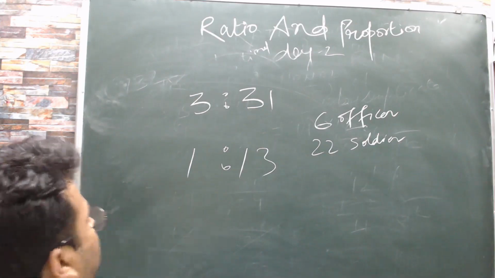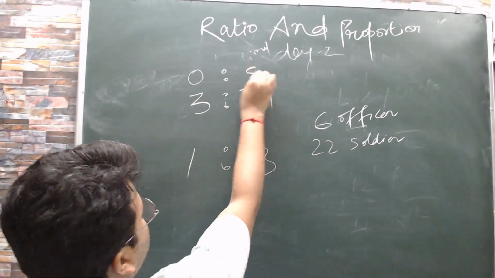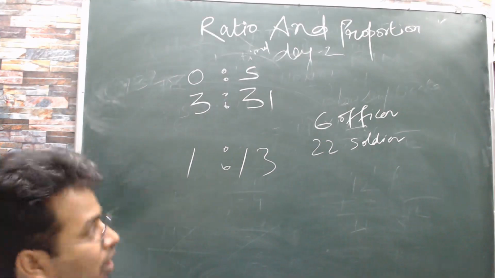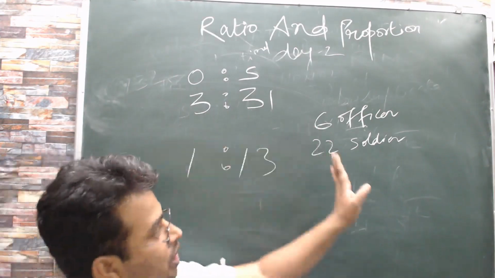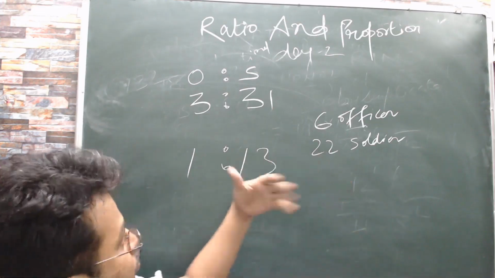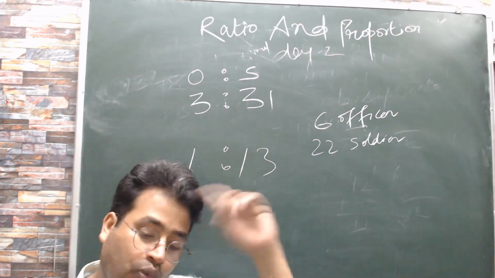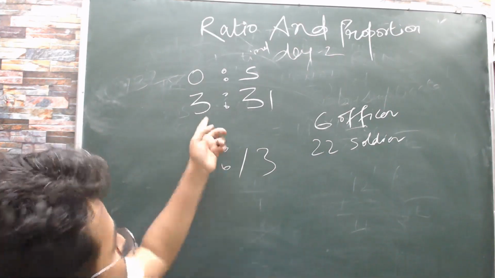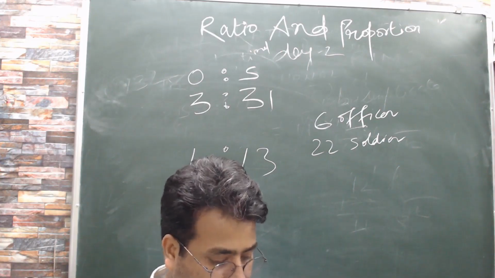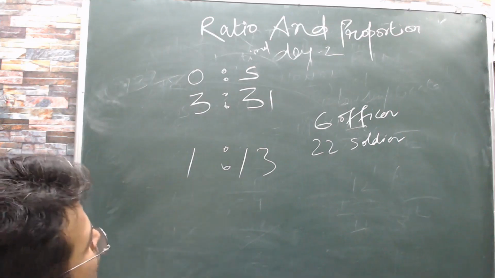So the question is saying in our regiment, this is the ratio of officers and soldiers. The battle took place, and after the battle, 6 officers and 22 brave soldiers died in the battle. So after the battle, this is the ratio. The question is asking, what is the total number of officers initially in the regiment? Now see how we can do it.